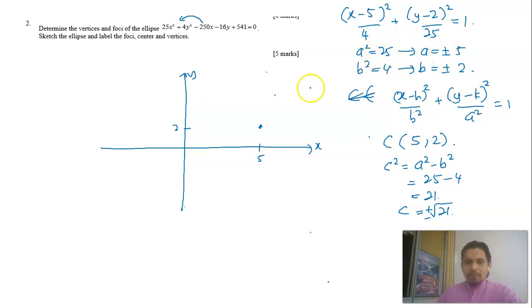a equal to 5. So from here, y is the major axis. Just imagine that from y equal to 2 here, move 5 units above, then you will get 7. And then from 2, move 5 units below: 2, 1, 0, negative 1, negative 2, negative 3. And then b equal to 2, so 2 units to the left, and 2 units to the right. So you just sketch it. Hopefully you can get it nicely.